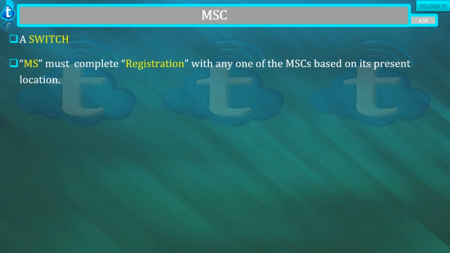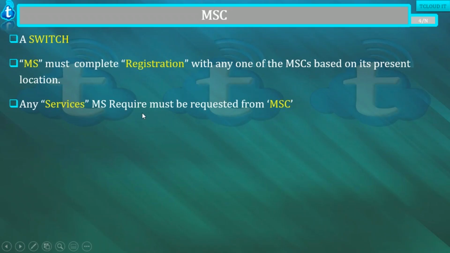But if everything is good, MSC decides to accept the services for the mobile station. It says that I'm ready to accept your services. I have accepted your registration. From now onwards, you can keep requesting me whatever you want. Anything you need, you come to me. I will help you out with that, definitely. So mobile station can request any services that can be provided by a telecom network.